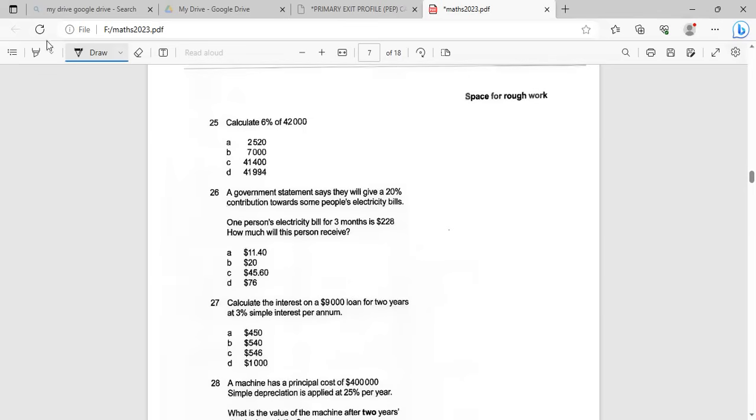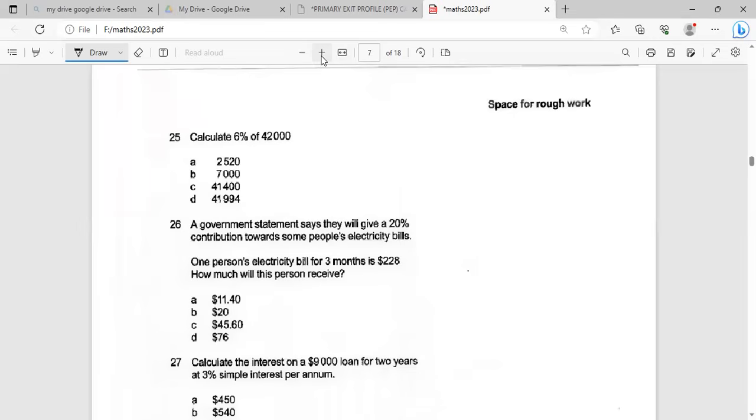All right, let's look at this one now. It says calculate 6% of 4,200.